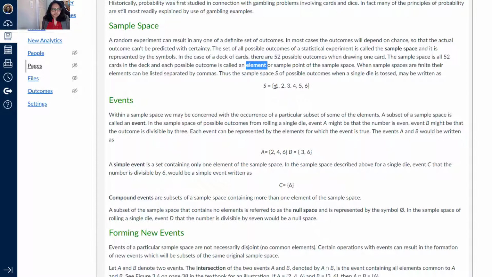If I'm talking about a deck of cards, drawing cards from there, then how many would there be? There would be 52 possible outcomes. Each of those will be an element.